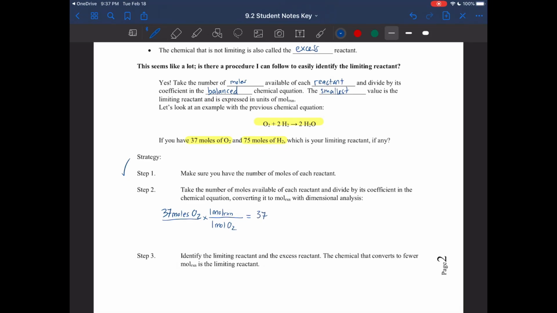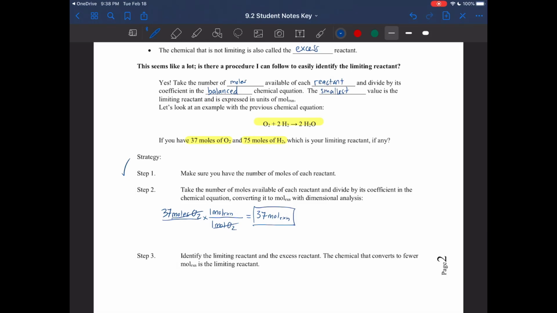And be careful with your units. Moles of O2 cancel out. And now we have 37 moles of reaction that happen. So you could think of it as like 37 of these reactions happen with just 37 moles of O2.